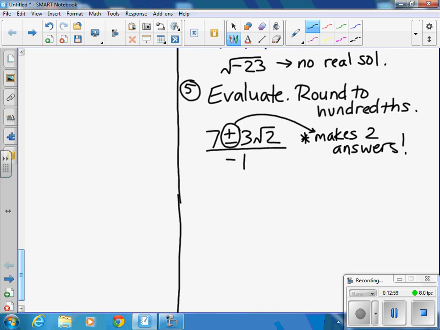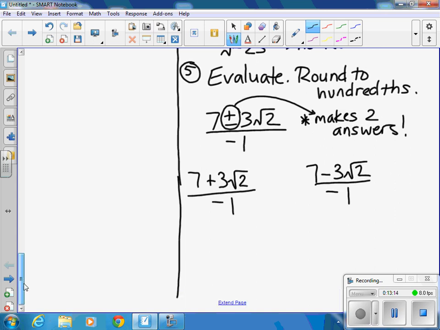Right? The first problem is just going to be 7 plus 3 radical 2 divided by -1. That will get you one of your answers. The other one is going to come from 7 minus 3 radical 2 divided by -1. You have to type in two separate problems to get two separate answers, right?